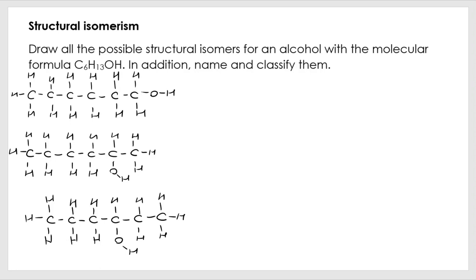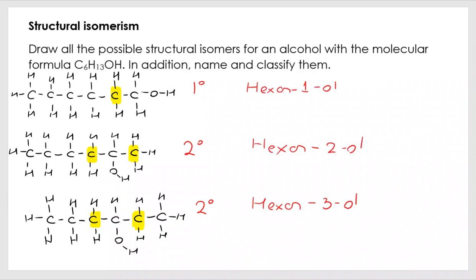drawn. In terms of classification, along with colour coding, we have a primary, because I've got my CH2, CH2, CH2, CH2, CH3 connected. This one is secondary because I've got a CH3 and a C4H9. And this one is secondary because I have a C2H5 and a C3H7. And in terms of the names, we have got hexan-1-ol, hexan-2-ol, and hexan-3-ol, all different positional isomers of hexane.